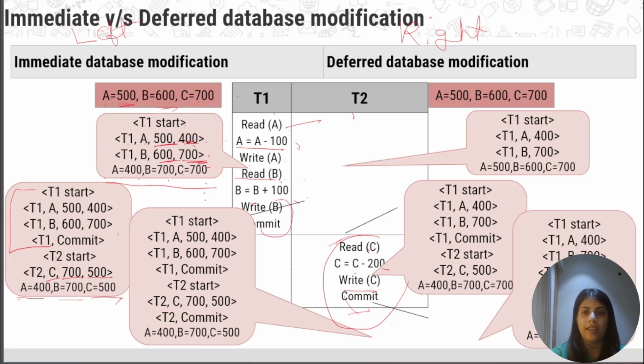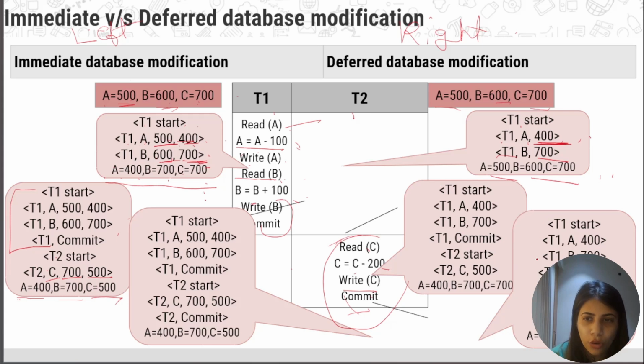Now let's see on the right side. Deferred database modification. Over here also, A account, B account, C account has the same amount. T1 starts exactly the same, T1 A, and 400. We are directly putting the final state. We are not putting the old state over here. T1 will be B 700. However, the database is still not updated because final commit अभी तक हुआ नहीं है.